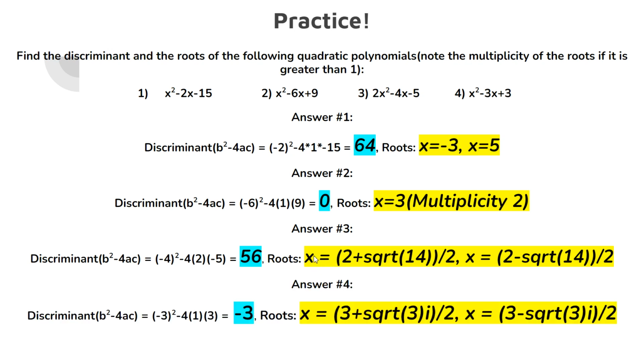And for the last one, the discriminant is negative, which means we should have two complex roots, and as you see, we do here. x equals 3 plus the square root of 3i over 2, and x equals 3 minus the square root of 3i over 2.